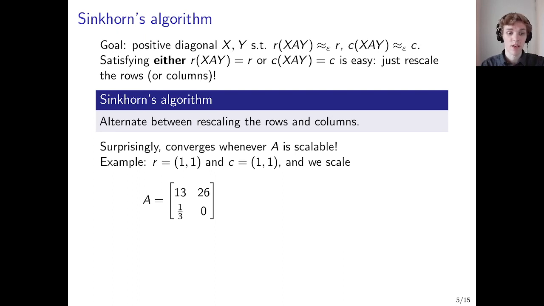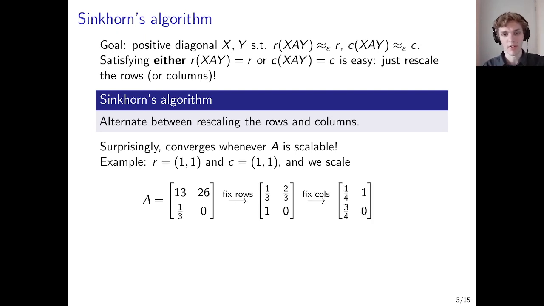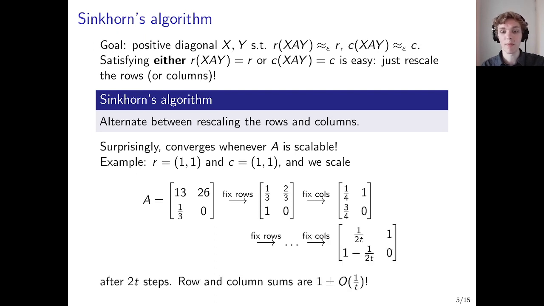And suppose I want to scale this particular matrix A, then in the first step we would want to normalize the rows to 1, which we can do by dividing by the current row sums. Now when you do this you get the matrix 1, 3, 2, 3, 1, 0. Now you want to divide by the column sums, you get another matrix. And if you do this for 2t steps, then you will get a matrix whose row and column sums are roughly 1 up to an order 1 over t error. So you can see that here it converges.